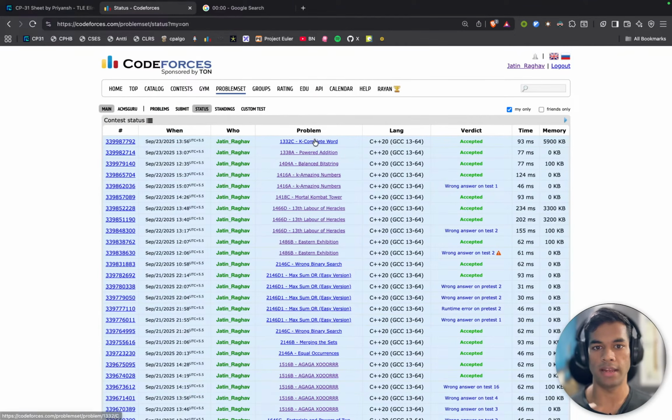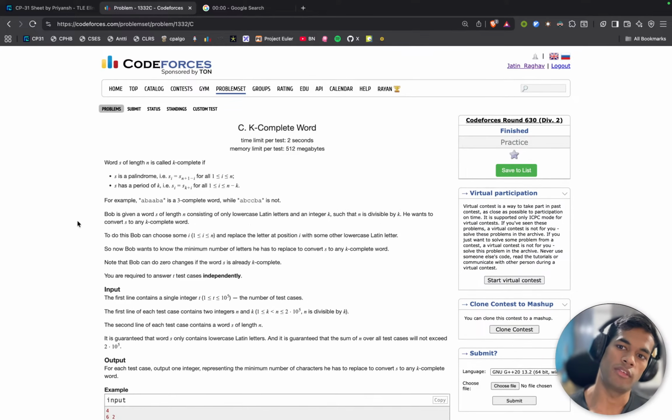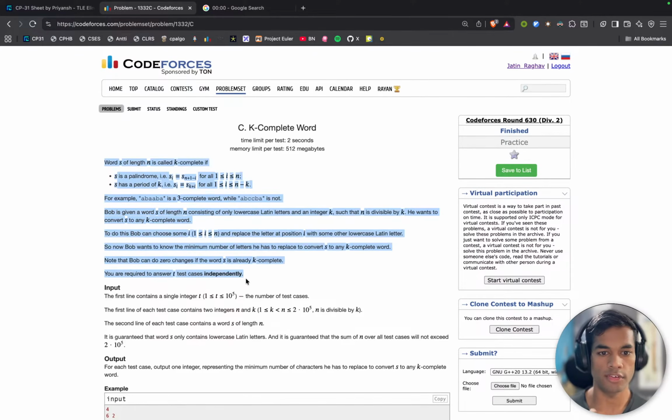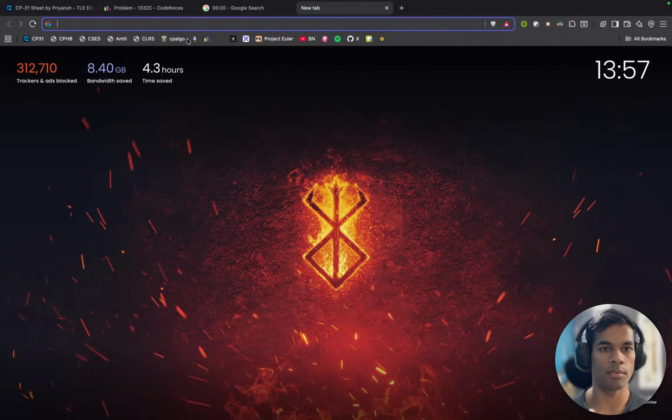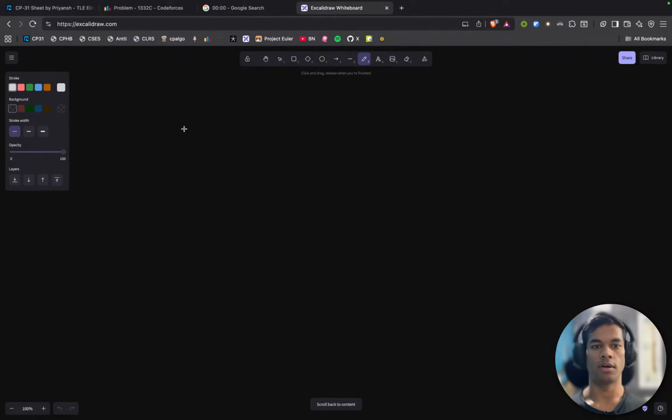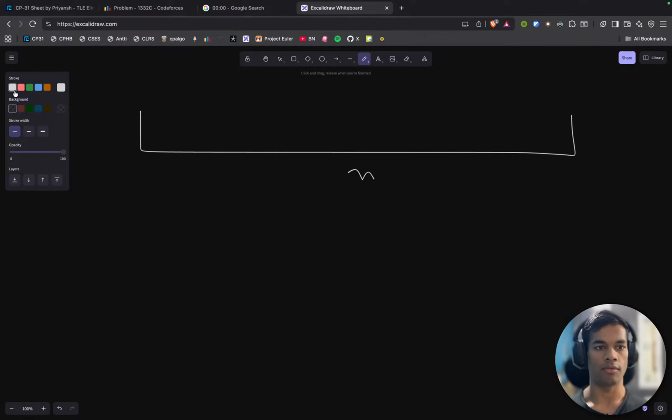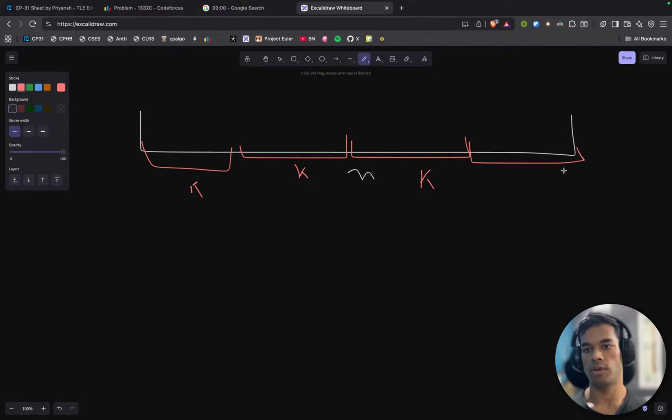Okay, this question was nice. K-complete words. And I like this because just after reading this, I was able to determine what are the things that we need. I was able to determine that this string of size n, we have to cut this into chunks of size k, right? We have to cut this in chunks of size k, and we need two things. We need this whole string s to be palindrome, and we want these chunks of size k to be equal to each other.